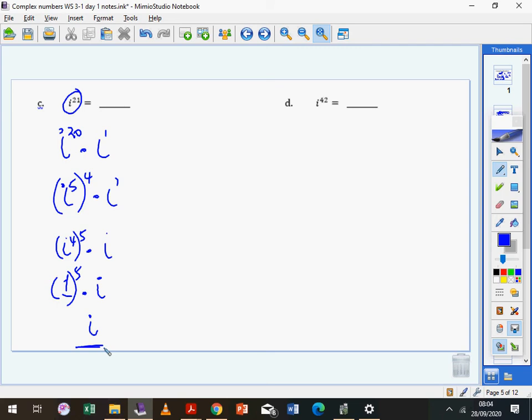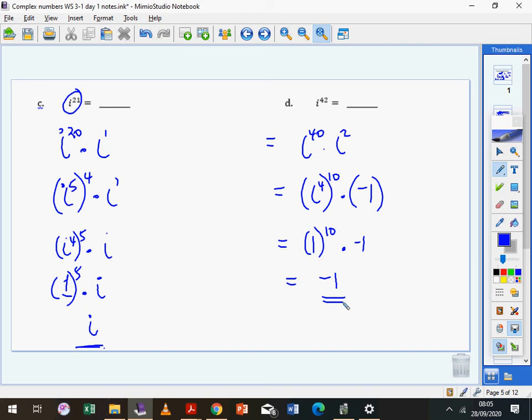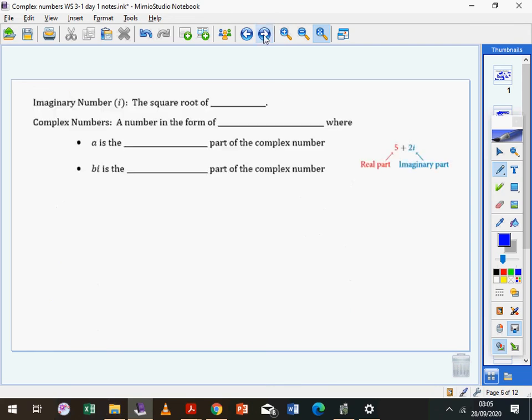I to the 42, I can say this is I to the power 40 times I to the power of 2. I to the power of 40 is I to the power of 4, 10 times, times I to the power of 2, which I know to be negative 1. I to the power of 4 is 1, 10 times, times negative 1, so the final answer is negative 1. Even power of I has a real number value for the expression.